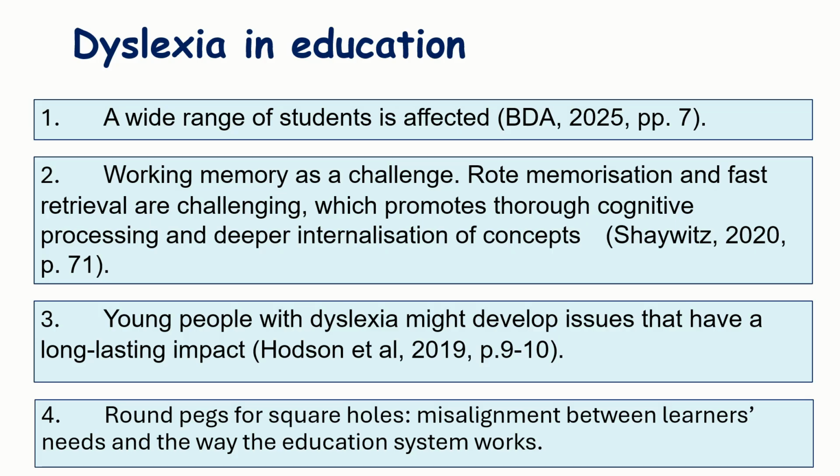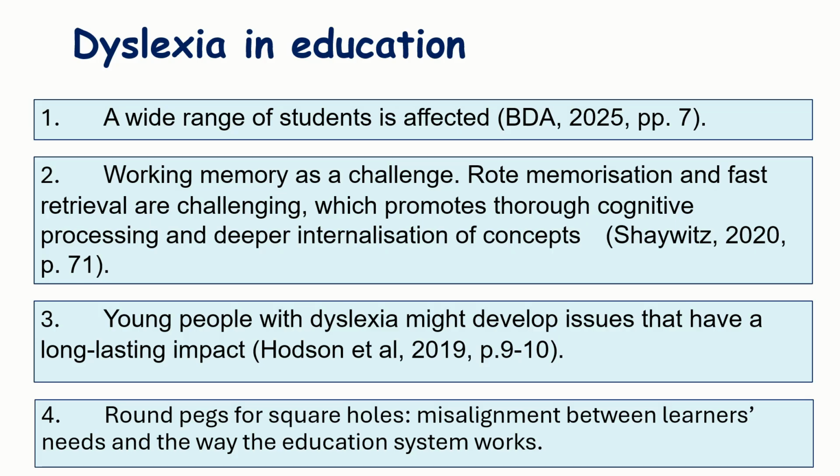Summarized above, the evidence shows that dyslexia as a condition is not linked to intelligence. Consequently, it is not a barrier to achievement in itself. Instead, negative outcomes largely arise from the misalignment between learners' needs and the way the education system works. According to Shaywitz's research, given the right support, dyslexic students can overcome their difficulties and thrive in their learning environment and future careers.